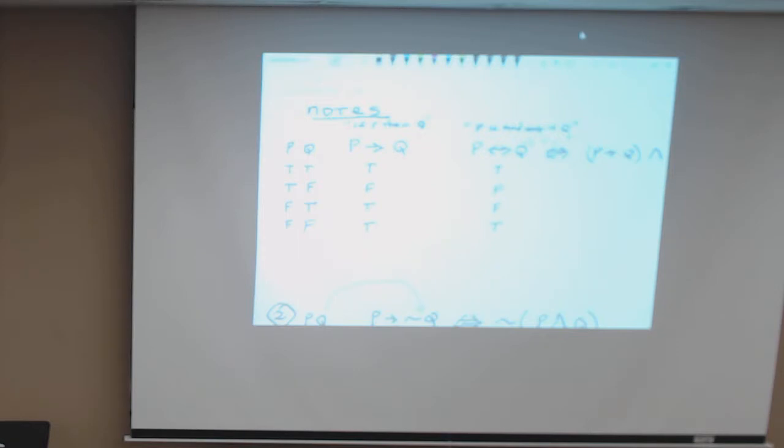Okay. P and Q. What are the possibilities? True and true. True and false. False and true. False and false. Okay? How do you read this statement? If P, then Q.